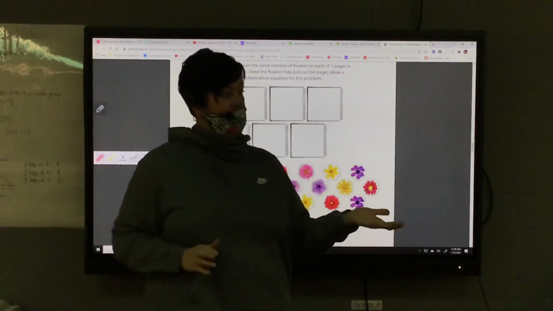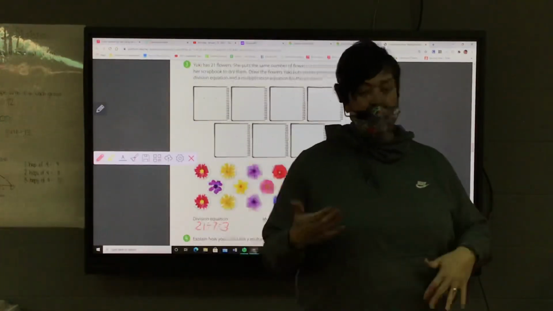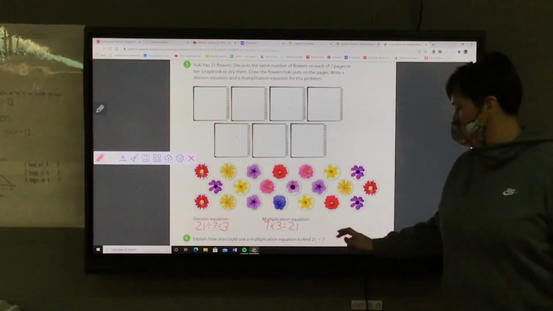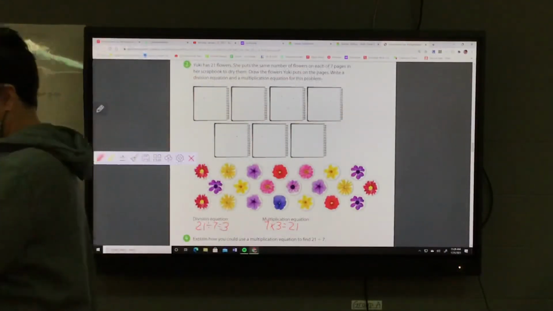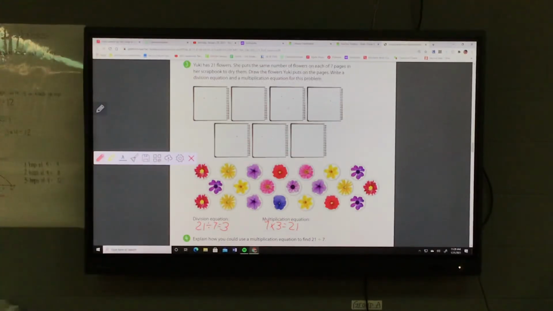Are you writing it down? Yep. Equals how many? 21. 7 times empty box equals 21. We're just thinking about the opposite of what that would be.